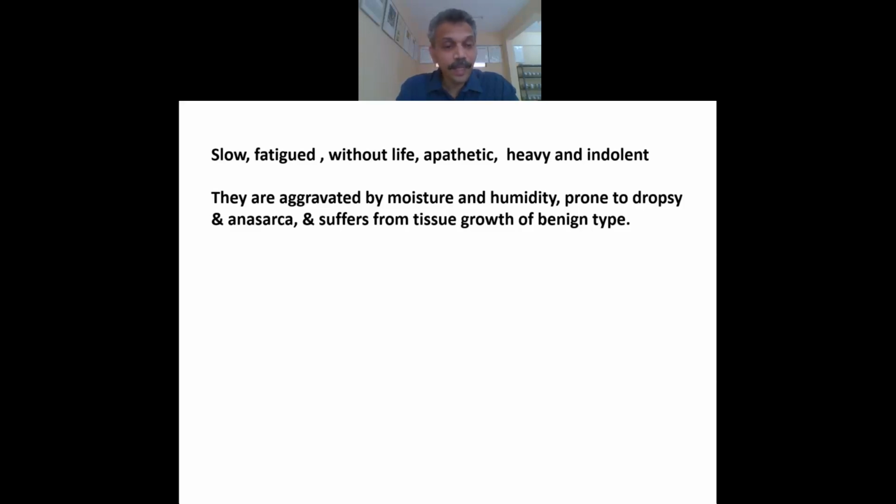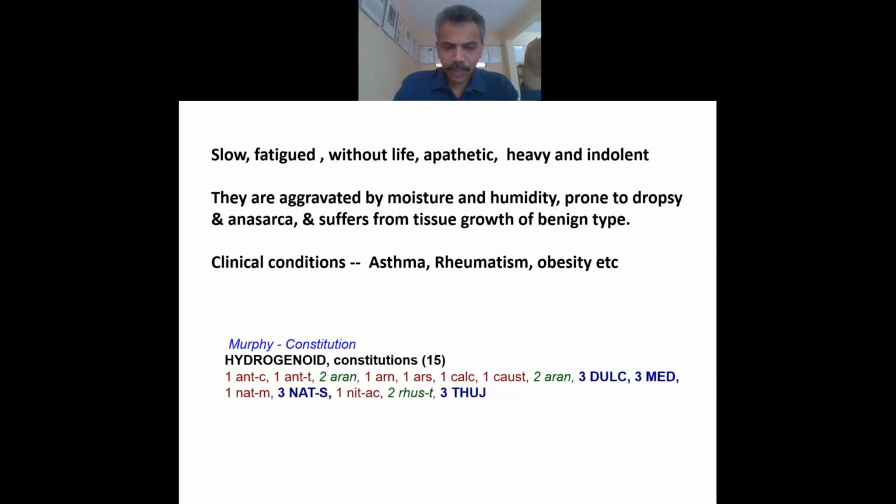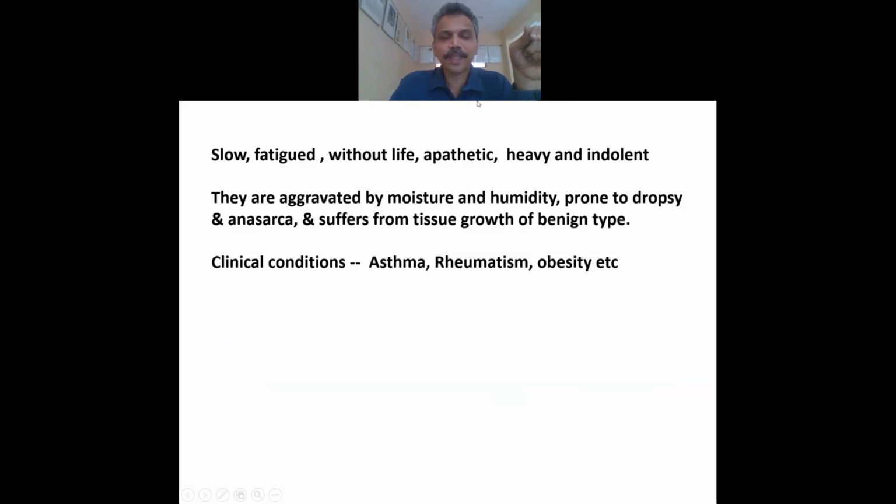What you also see here is edema, anasarca. What are those clinical conditions the hydrogenoid constitution suffers from? It could be asthma, it could be joint affections, or it could be obesity and many more disease conditions. Okay. So now, I wanted to ask you this particular question. From your remedies list that you already know, which are the remedies that will come under hydrogenoid constitution?